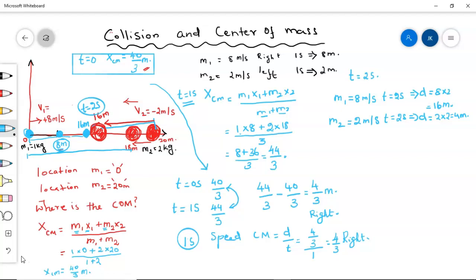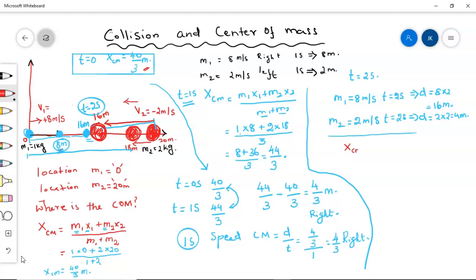Again, we want to find the location of the center of mass. What do you think the center of mass is located at, at which point? Exactly, it is at 16 meters, because the two objects collide with each other at the point 16 meters from the origin, right? You can see from the diagram. So let's check using the formula. I want to check if I get the same 16 meters.